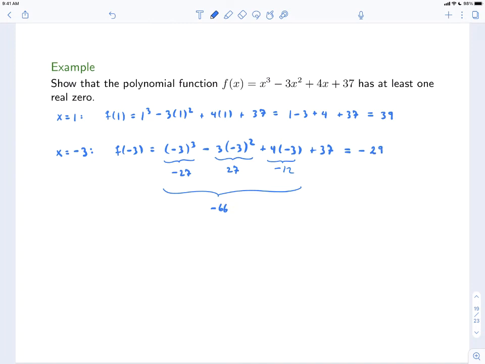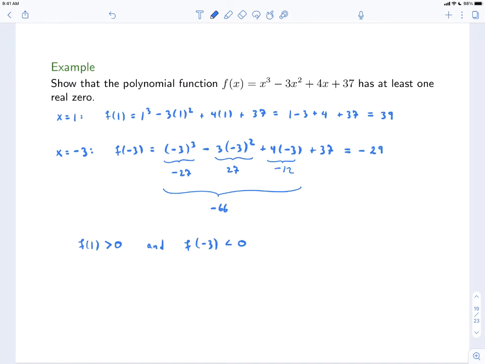29. Now the actual value here isn't that important. What is important is the fact that it's a negative number. So f of 1 is greater than 0, and f of negative 3 is less than 0. So we have an output which is bigger than 0, and an output which is less than 0. That means 0 is in between these two values. So since this is a continuous function, there must be some input between negative 3 and 1 that gives 0 as an output.